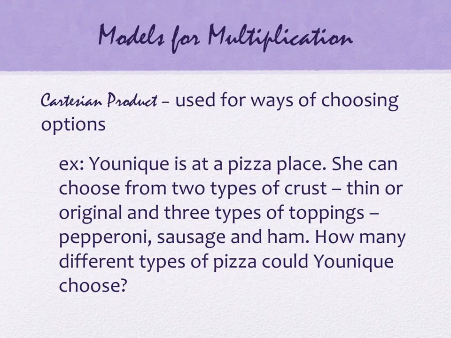So here's an example. Unique is at a pizza place. She can choose from 2 types of crust, thin or original, and 3 types of toppings, pepperoni, sausage, and ham. How many different types of pizza could Unique choose? I'm going to go to the next slide just for space, but you've got space on your paper itself.